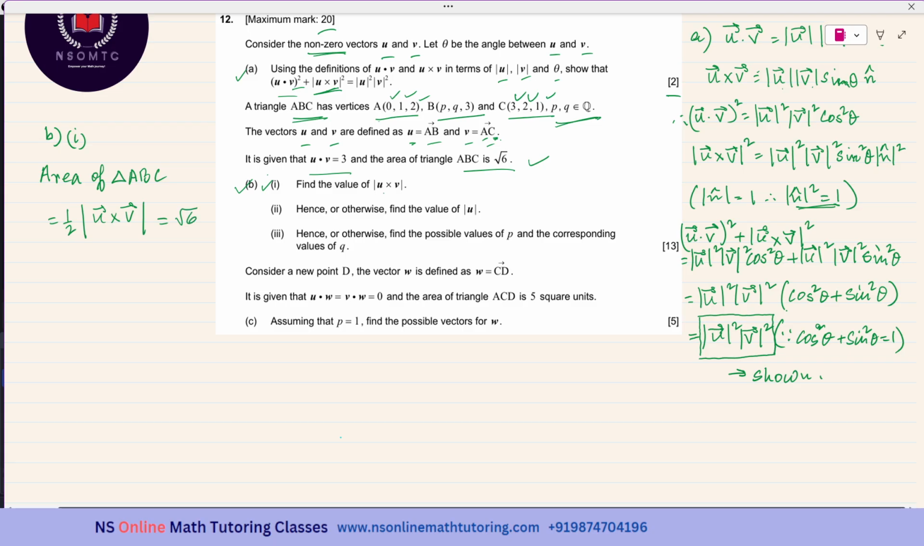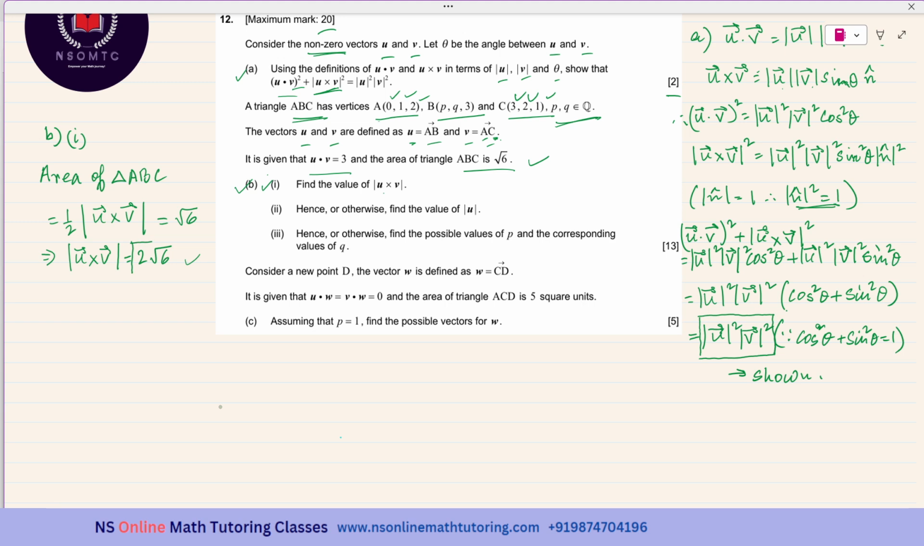So therefore, the magnitude of the vector product of U and V will be equal to 2 root 6. If you want, you can keep the answer in this format, or else, if it is a paper 2 question, you may get the decimal equivalent of this number. This is the exact value. If you get the decimal equivalent, that will be an approximate answer. You should give the answer correct to 3 significant figures. Okay, I am keeping this as it is.